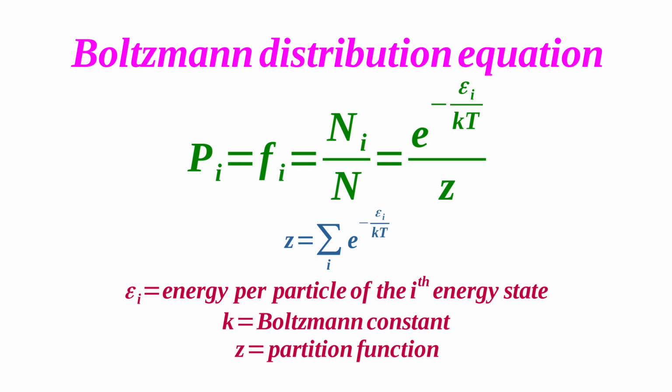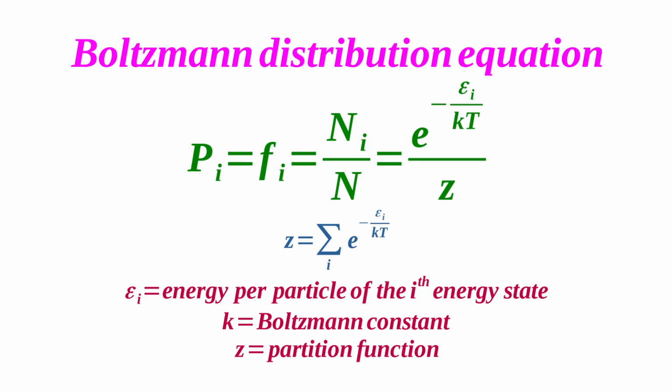This Boltzmann distribution equation is Pi equal to Fi equal to Ni over N equals e raised to negative epsilon i over kT, all over Z. Here, as mentioned before, Pi is the probability of the ith energy state being occupied by a particle, Fi the fraction of particles in that energy state, which is equal to Ni over N. Epsilon i is the allowed energy of the ith energy state per particle.